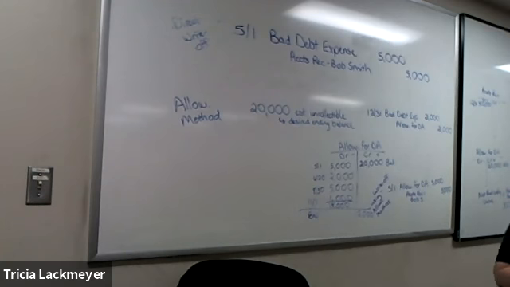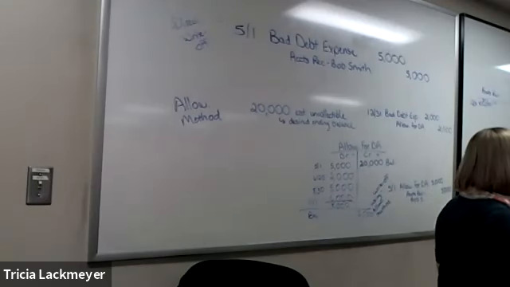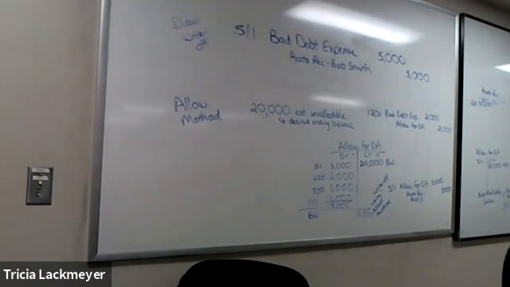So in this case, 300,000 accounts receivable minus 20,000 in allowance for doubtful accounts. My net realizable value is 280,000. That's what's reported on the balance sheet. So on the balance sheet, we'll see accounts receivable less allowance for doubtful accounts.